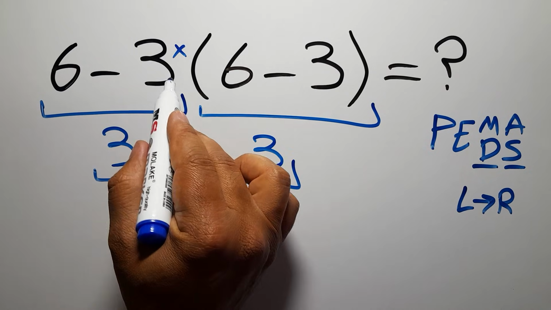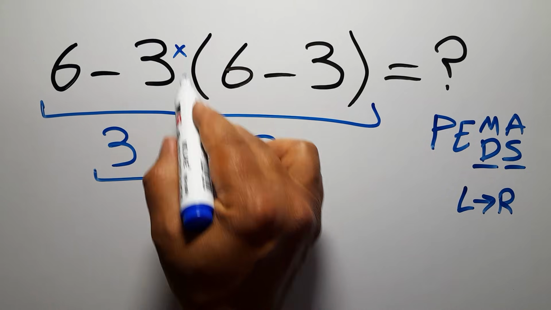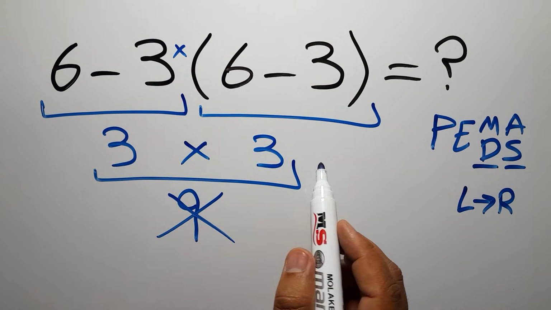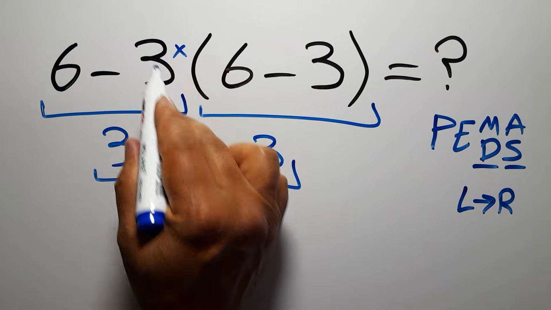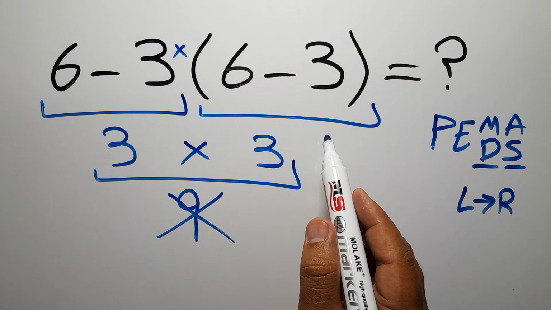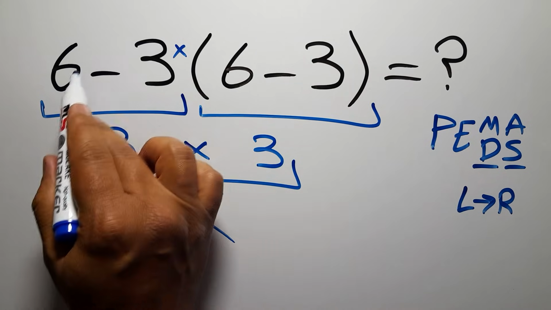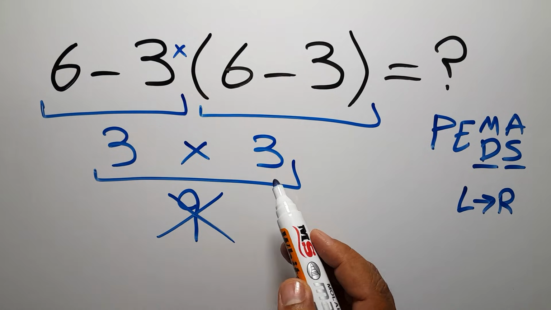We need to pay attention that here we have a multiplication, because in mathematics, when a number is placed next to parentheses, it means multiplication, and we usually don't write the multiplication sign for brevity. Okay, so first we have to do this parentheses, and after this parentheses, we have one subtraction and one multiplication.